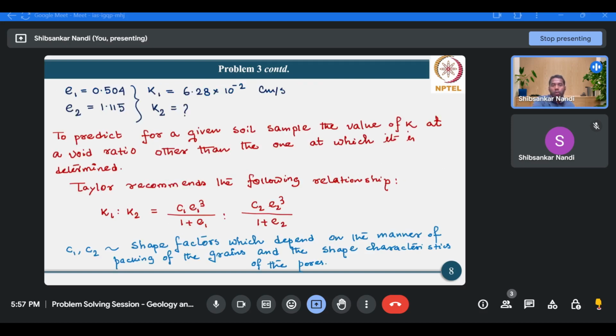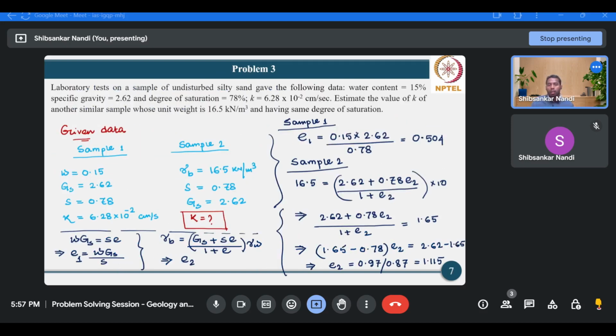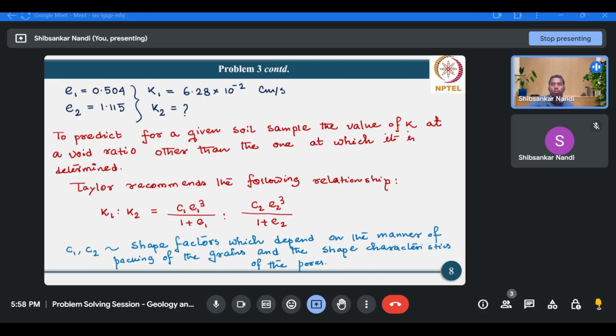So it's a very straightforward problem. You just have to determine the void ratio values for the two given soil samples, and these values are 0.504 and 1.115 respectively, at least for the given data. And then we have to utilize the empirical relationship given by Taylor, to predict the value of K for a given soil sample at a void ratio other than the one at which it is determined.